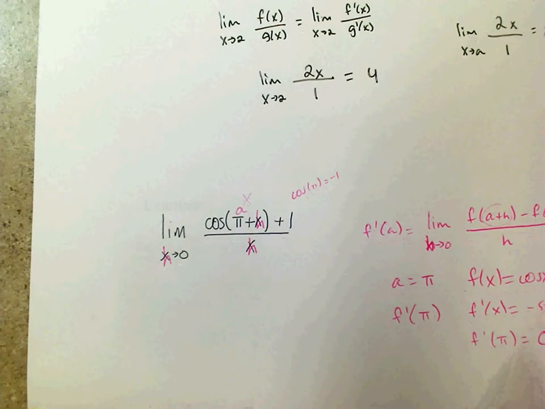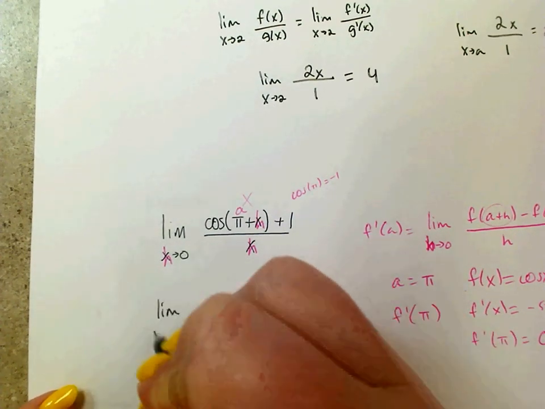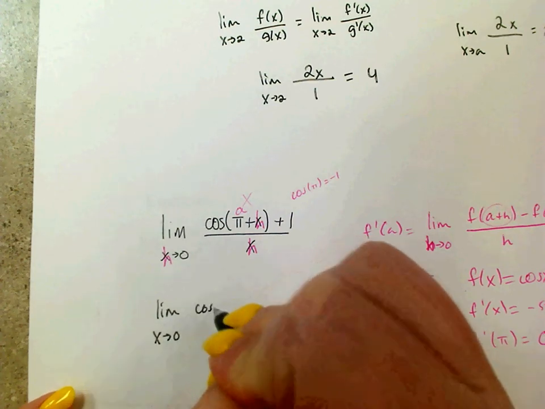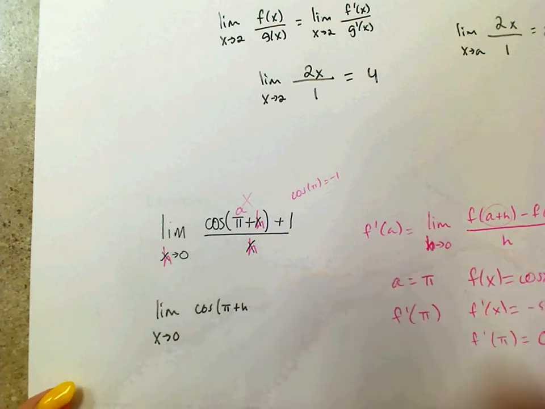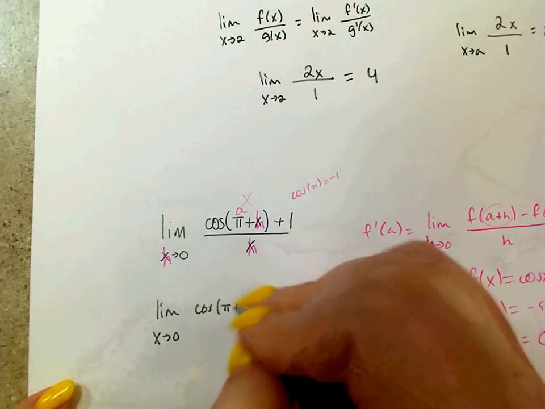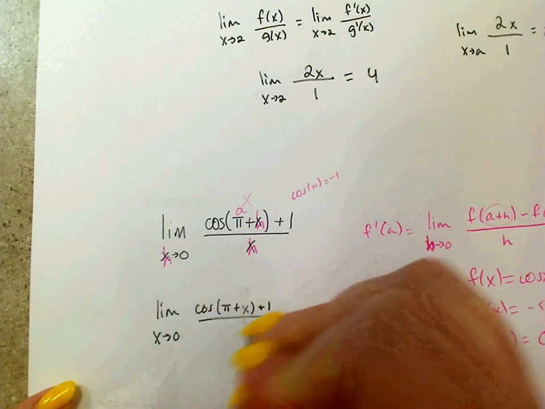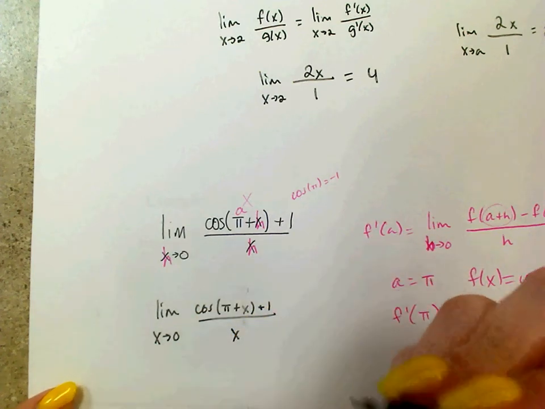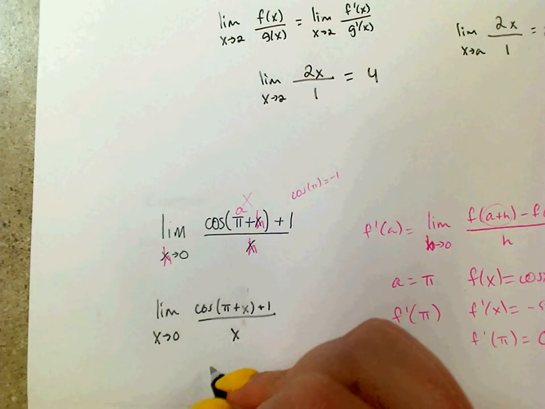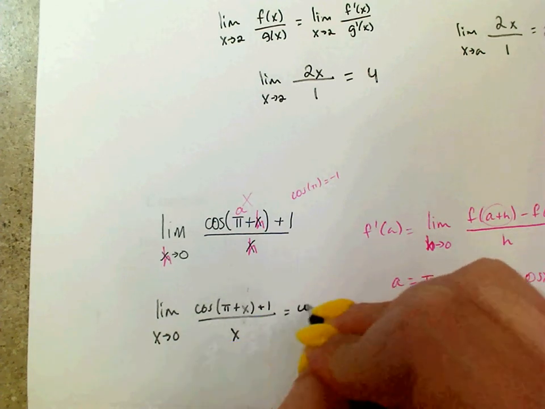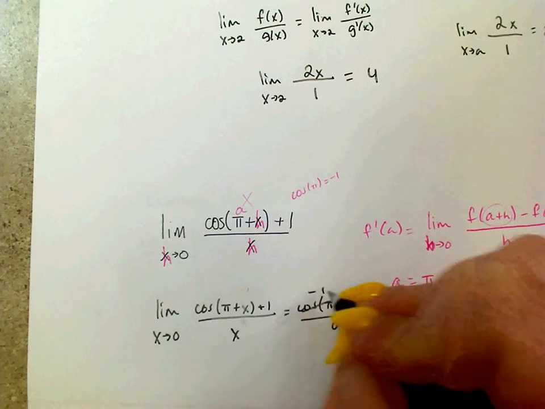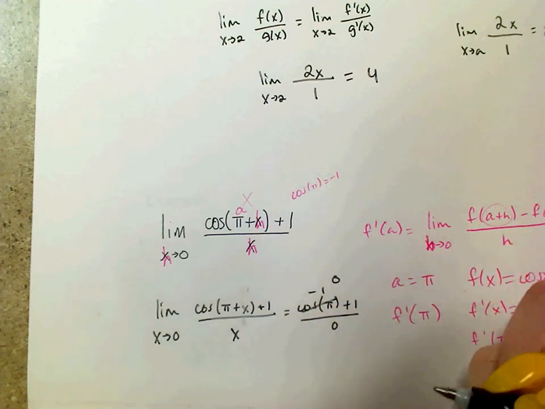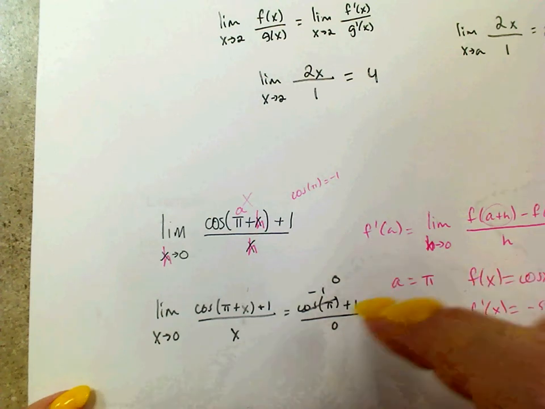Let's go ahead and apply L'Hopital's. Although, I gotta make sure L'Hopital's works. So limit, I'm gonna rewrite it, as x approaches 0 of cosine of pi plus x plus 1 divided by x. So I'm going to plug in 0 for all the x's, okay? So I've got cosine of pi plus 0, which is cosine of pi, plus 1 over 0. Cosine of pi is -1, -1 plus 1 is 0. 0 divided by 0 is indeterminate, which means L'Hopital's applies.